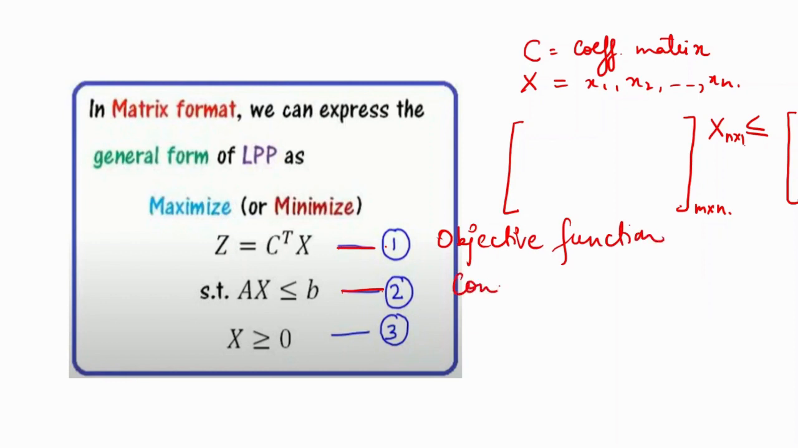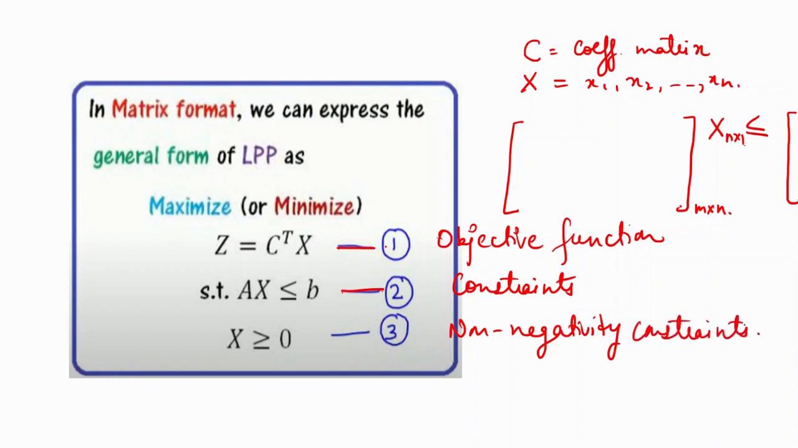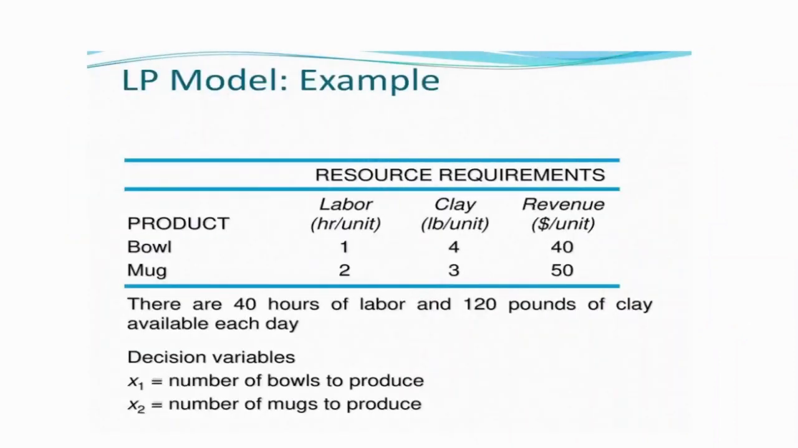These are our constraints, the inequalities that we have, and these are the non-negativity constraints. So let's talk about one example. Here you can see a table giving the resource requirements of the product. I have two products as I am the manufacturer. The only two products I'm talking about are the bowls and the mugs.